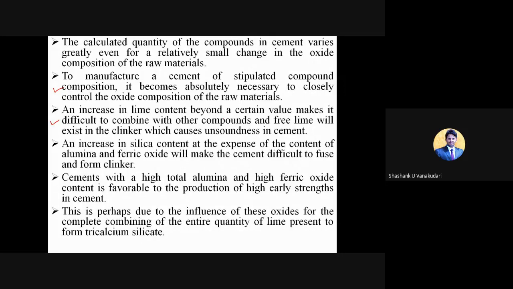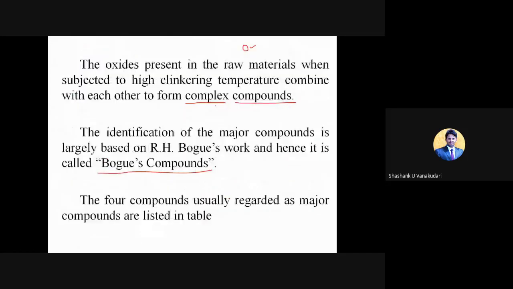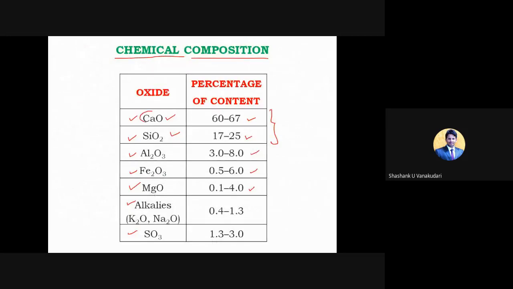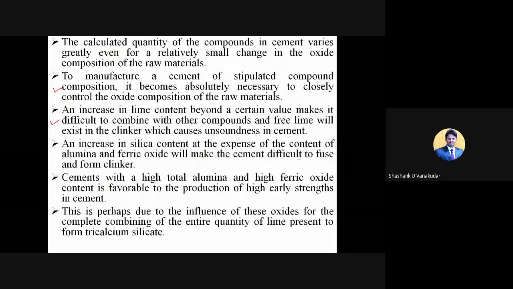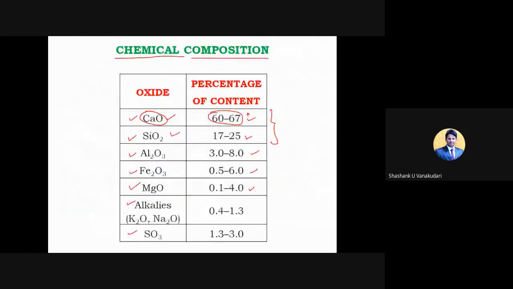What it indicates here, you can see in this table, is that calcium oxide is within 60 to 67%. Once it crosses more than 67%, beyond the limits, what happens is that it makes it very difficult to combine with other compounds. Once the percentage of calcium oxide increases more than 67%, it is very difficult to mingle with all these other chemicals. So that time what happens to the clinker is this.